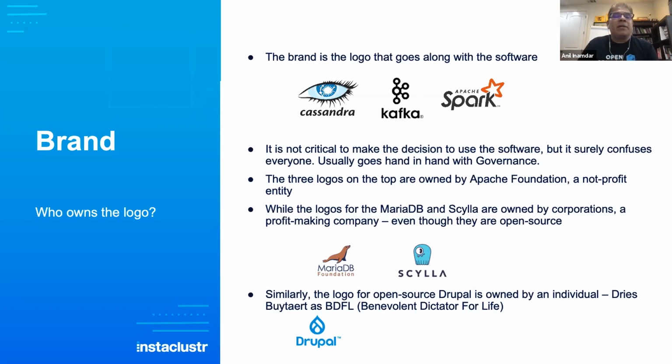Another interesting example is that the logo for open source Drupal is owned by an individual, Dries Buytaert, I don't know how to pronounce the name. He owns that logo as BDFL, Benevolent Dictator for Life. So an individual is owning an open source logo, but the governance is nonprofit. Again, I will talk about that in the future with a few examples to clarify things. But these are some of the intricacies that you should know: who owns the license, who manages, who does the governance, and who owns the brand. They're all interrelated things, and they present lots of dynamics that we should be aware of.